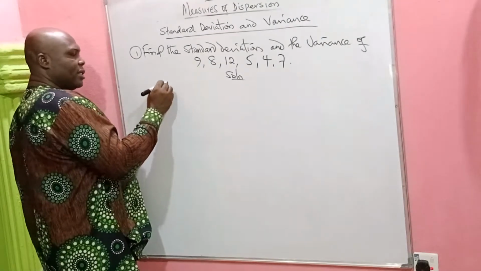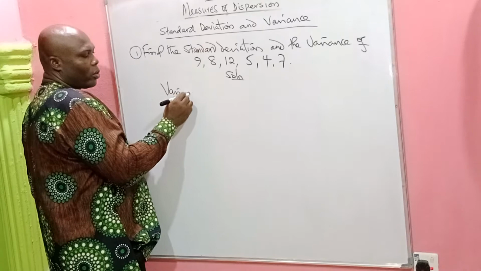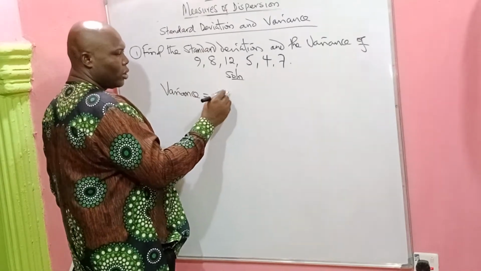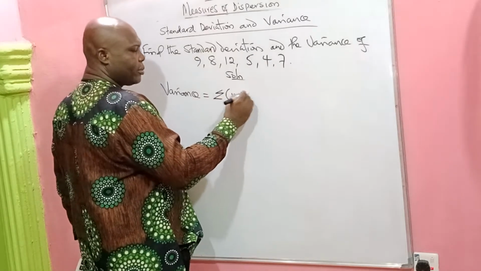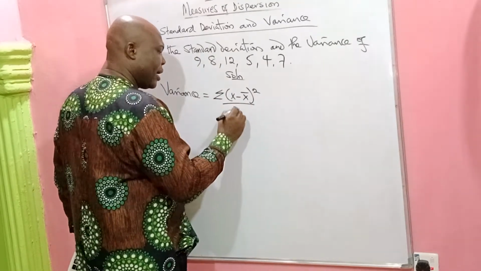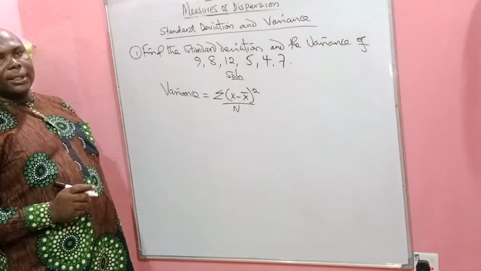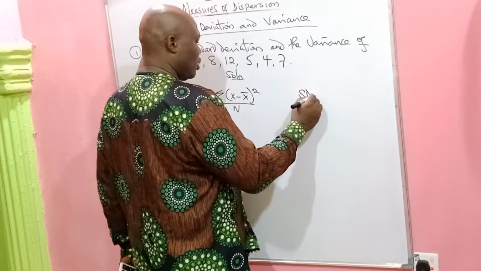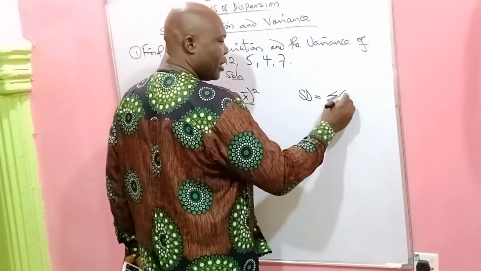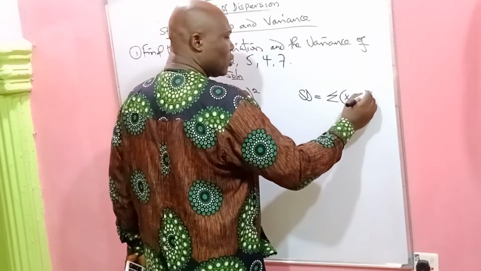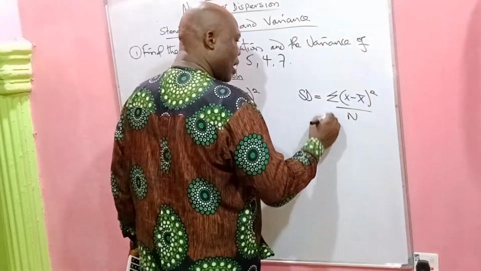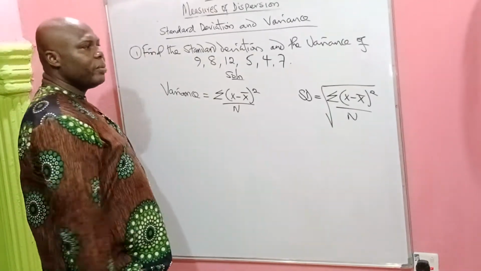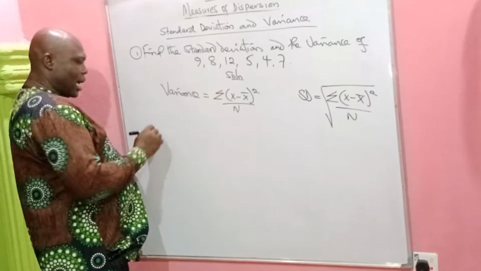So our variance, for raw data, will be equal to the summation of x minus x bar all squared, divided by n. That's the variance. To get the standard deviation, it will be equal to the square root of the sum of x minus x bar all squared over n. So the first thing we need to find is the mean.